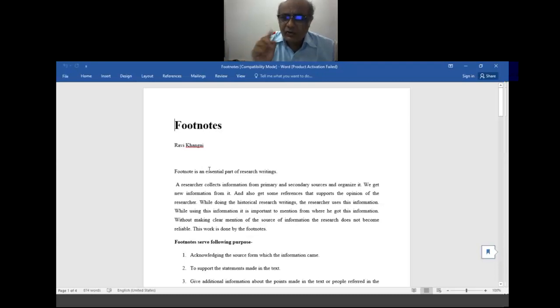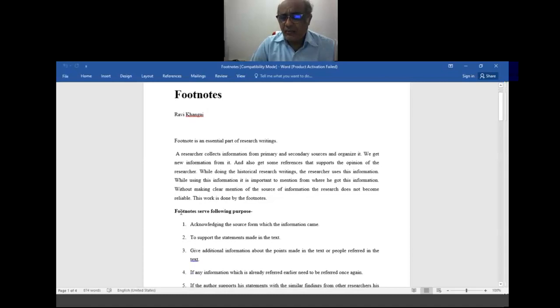First, what are footnotes given for? The first thing is to acknowledge the source of information. Secondly, to support the statement, you have to give some support to your statement. For that, you give an explanation to give additional information about the point made in the text or people referred to in the text. For example, again, you write something in the main text and you want to give some additional information. For example, let us say you are studying the Battle of Panipat, and there, Shuja-ud-Daula, the Nawab of Awadh, was in a dilemma whether he should join Ahmad Shah Abdali or join hands with the Marathas.